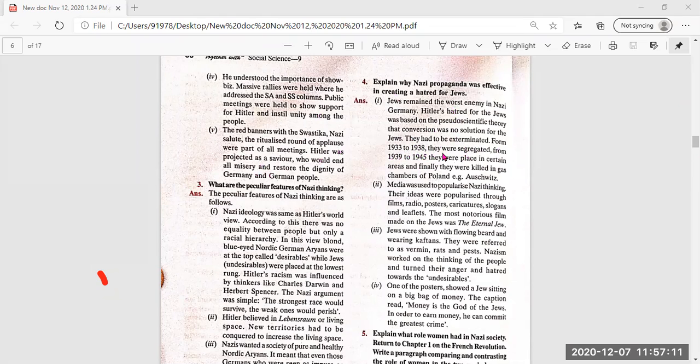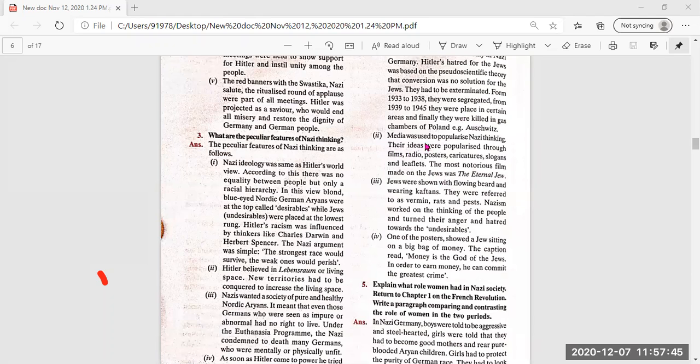From 1933 to 1938 they were segregated, separated. From 1939 to 1945 they were placed in certain areas, and finally they were killed in the gas chambers of Poland, that is Auschwitz. Auschwitz was the gas chamber which was there in Poland. These Jews, as undesirables, were kept in separate places, and that separate place was called Auschwitz, where they were put till death. They were living there only, in these gas chambers.